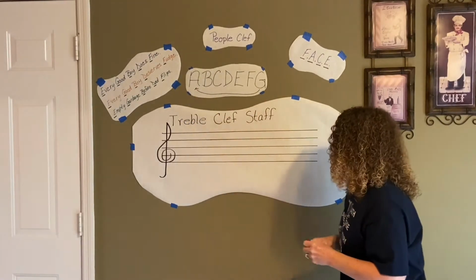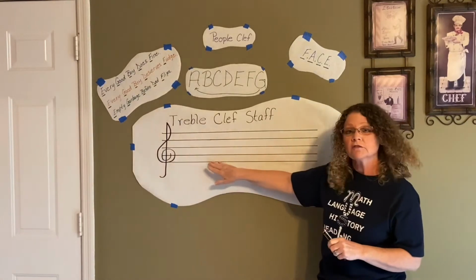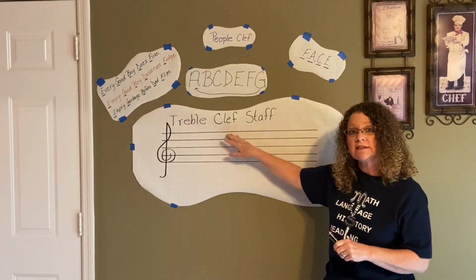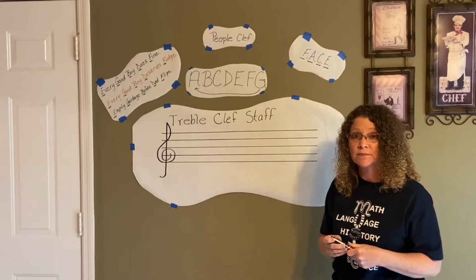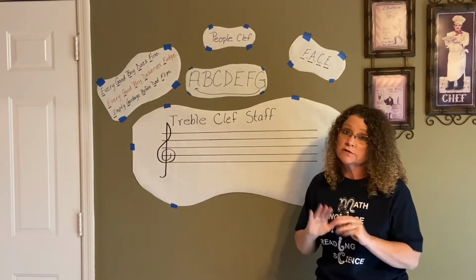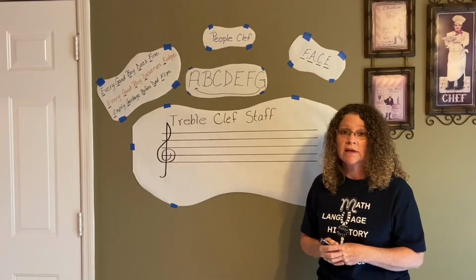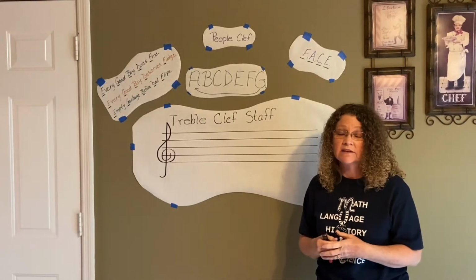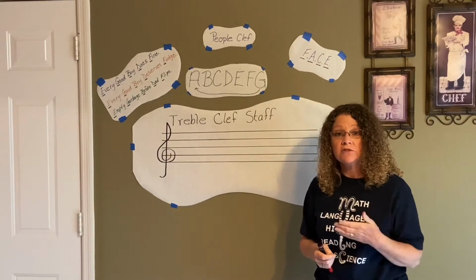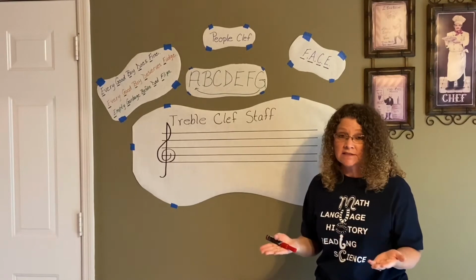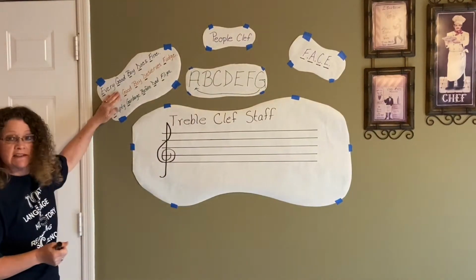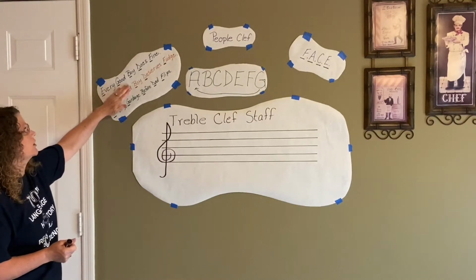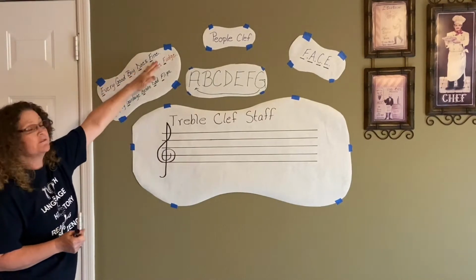So let's get started. We're going to start with our lines, and we have some sentences that help us remember the names of the lines. I have 3 sentences. There's no need to memorize all 3. Pick the one that you like the best and remember that one, because each of the 3 sentences tell us exactly the same thing. The first sentence is, every good boy does fine.